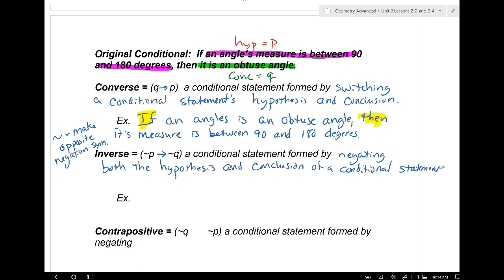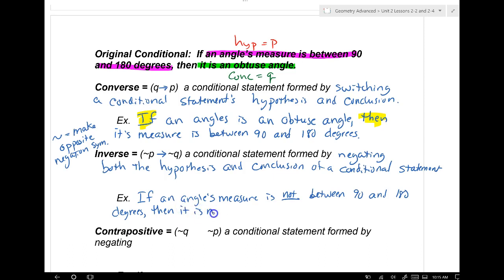It says, if an angle's measure is between 90 and 180 degrees, how do I make that opposite? What would I say? If an angle's measure is not between 90 and 180 degrees, then what would we say next? Then it is not an obtuse angle. I know, it's real simple, isn't it? It's just the word not in there. Awesomeness on that one. So if an angle's measure is not between 90 and 180 degrees, then it's not an obtuse angle.